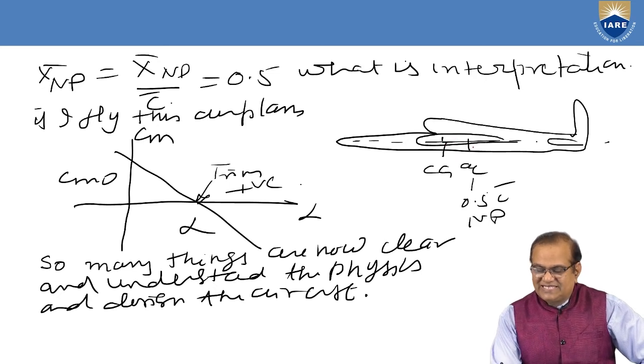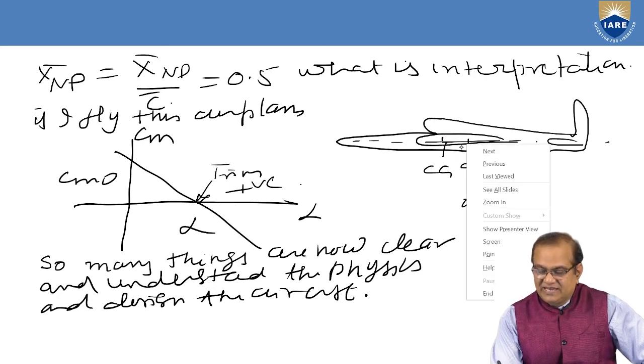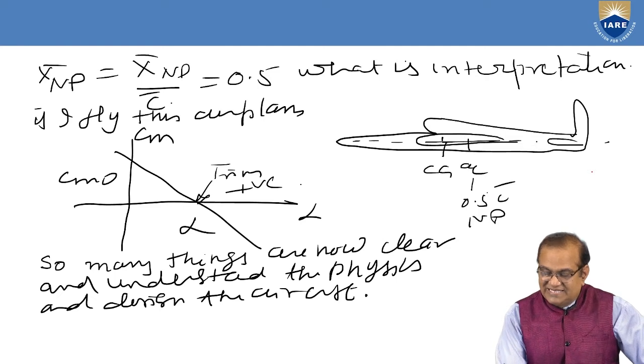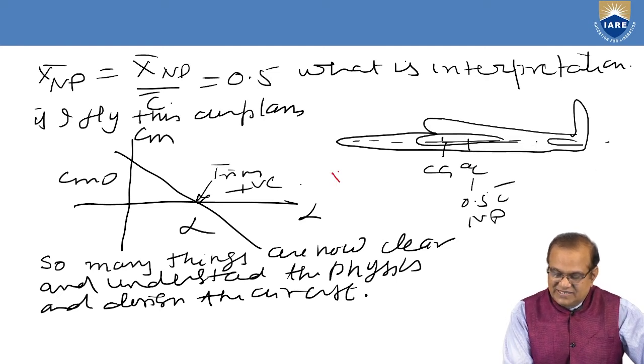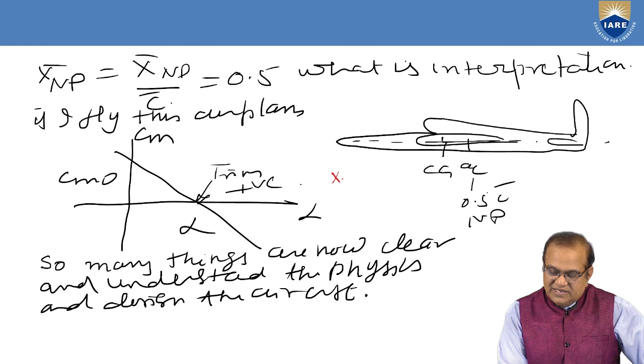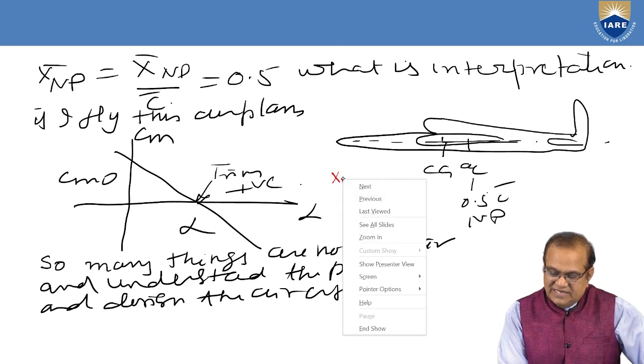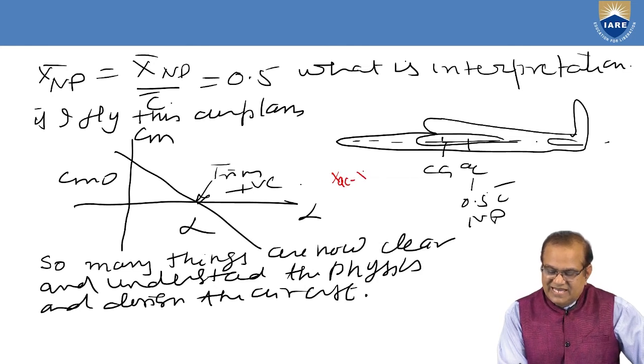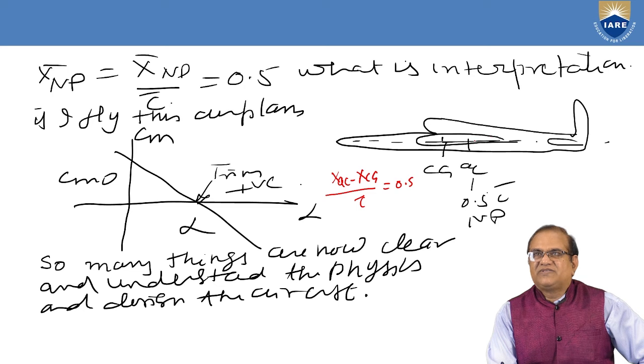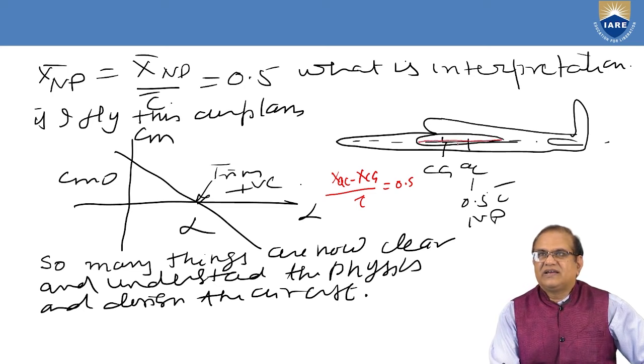Here the distance between AC and CG, XAC minus XCG divided by C bar, is equal to 0.5. It means if this is the CG from here to here, this much distance, this distance is 0.5 between these two.